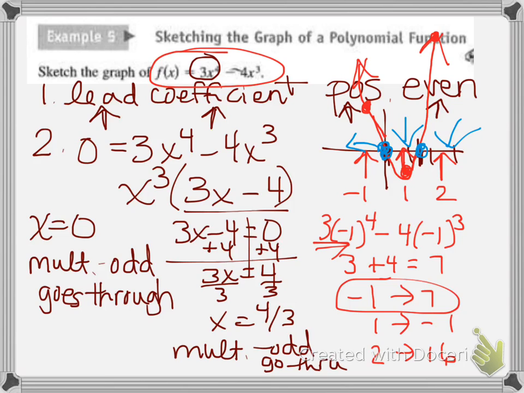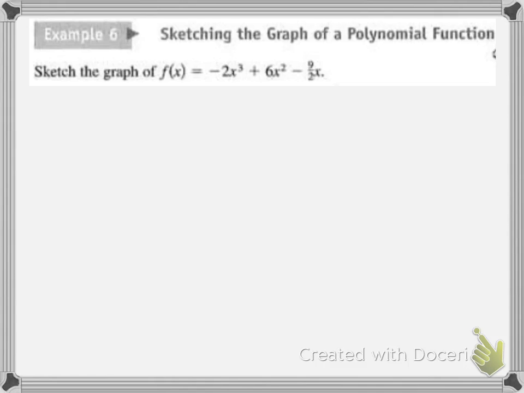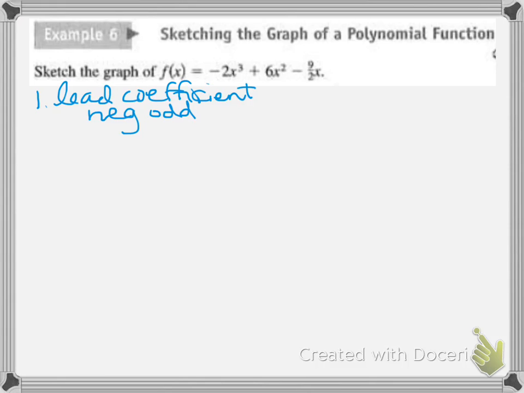All right, let's try one more. Okay, same process. So number 1, we're going to do our lead coefficient test. It's negative and odd. So what does the left-hand behavior look like? Rising, right? What does the right-hand behavior look like? Falling. Okay, so we know it's going to do this right there.